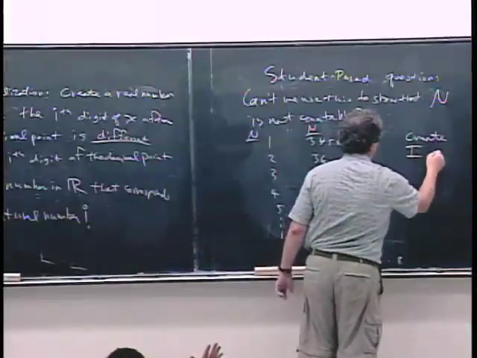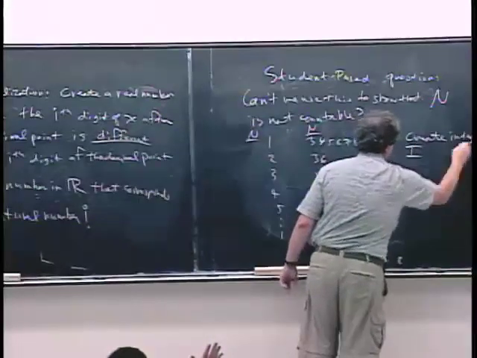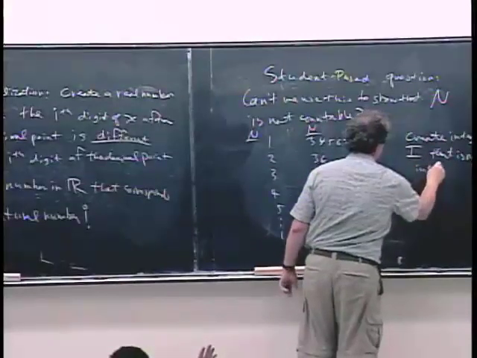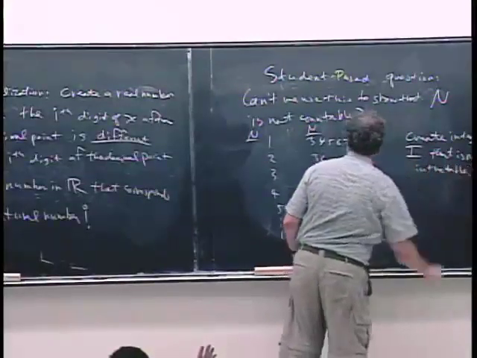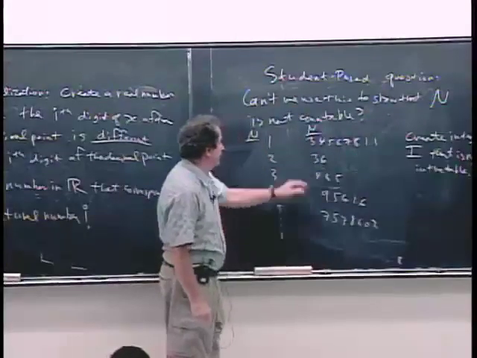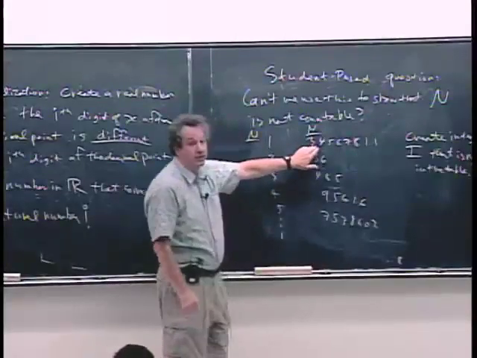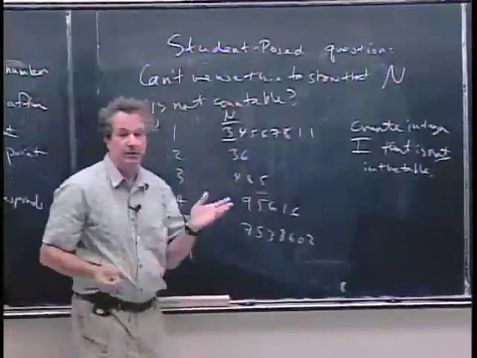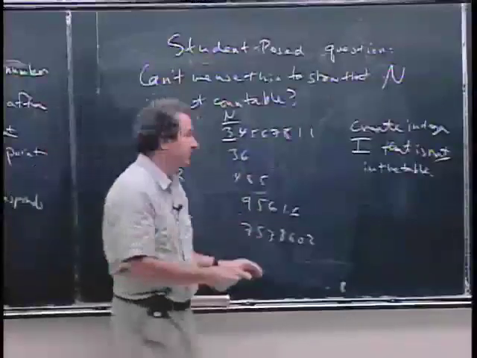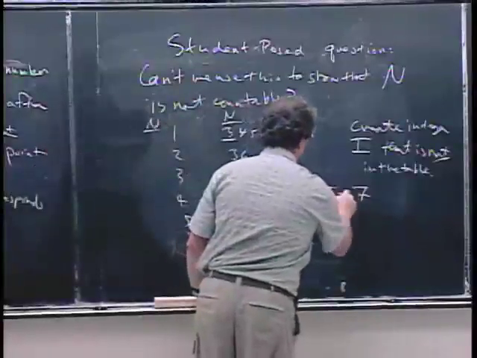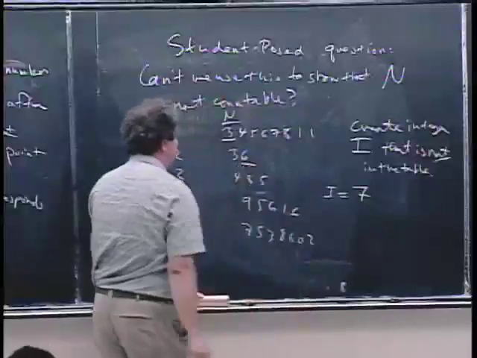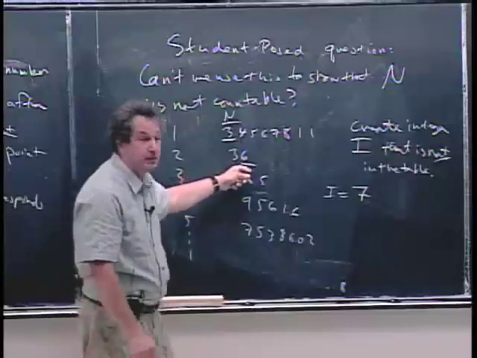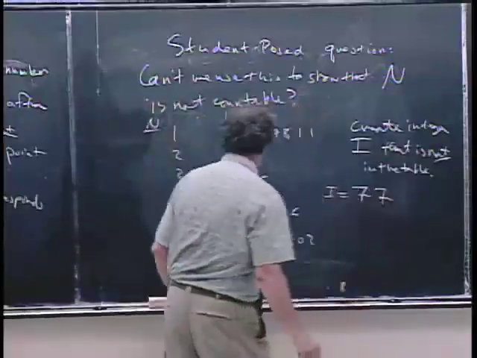Create an integer I that is not in the table. Okay, so we'll do the diagonalization. The first digit of I should be something different than 3, right? So what do you want to make it? 7? Okay, so the first digit of I equals 7. And the next one should be something that's not 6. Okay, lucky 7.